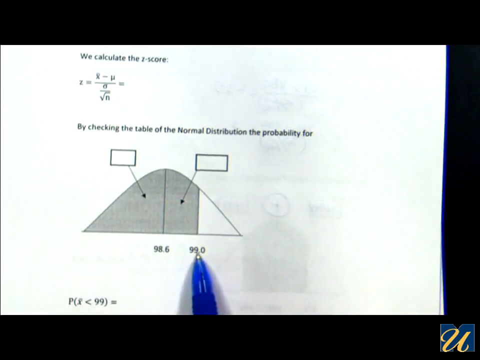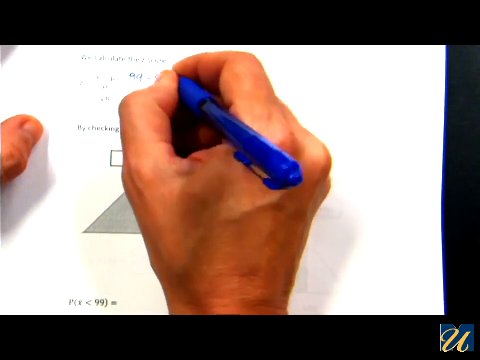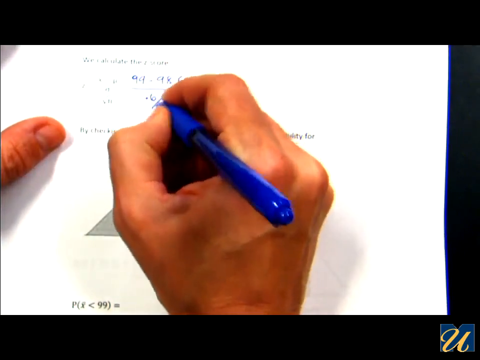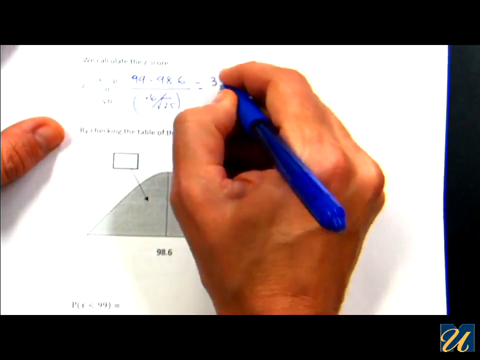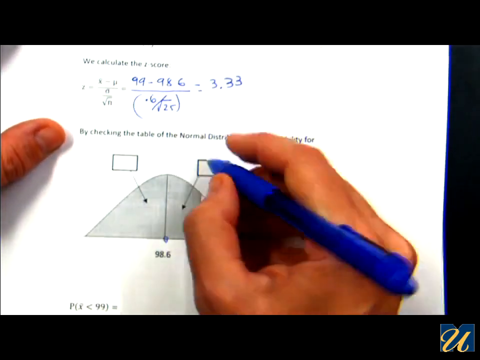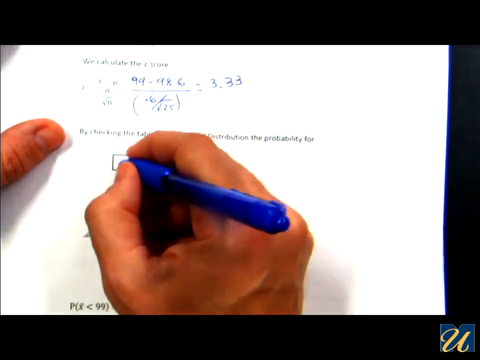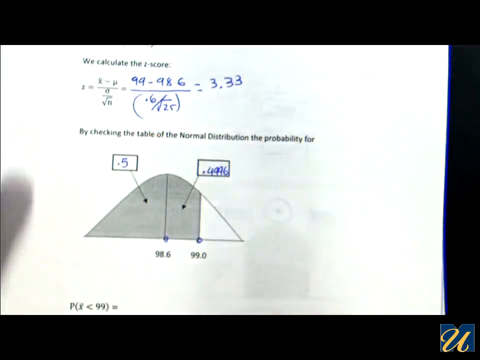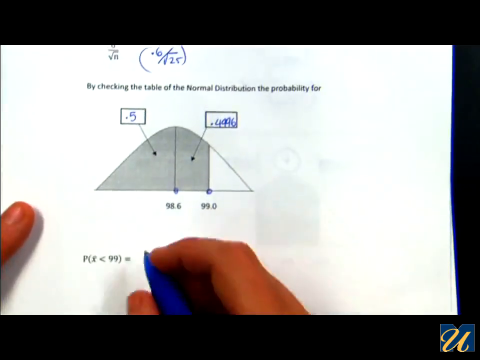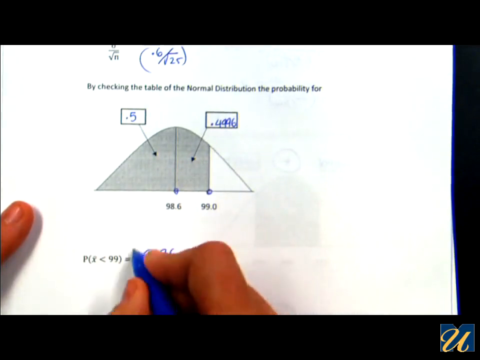We start off by calculating the z-score for 99. 99 minus 98.6 over 0.6 divided by square root of 25. This is equal to 3.33, which means that this area is 0.4996. I already know this area to be 0.5, so this will be equal to 0.9996.